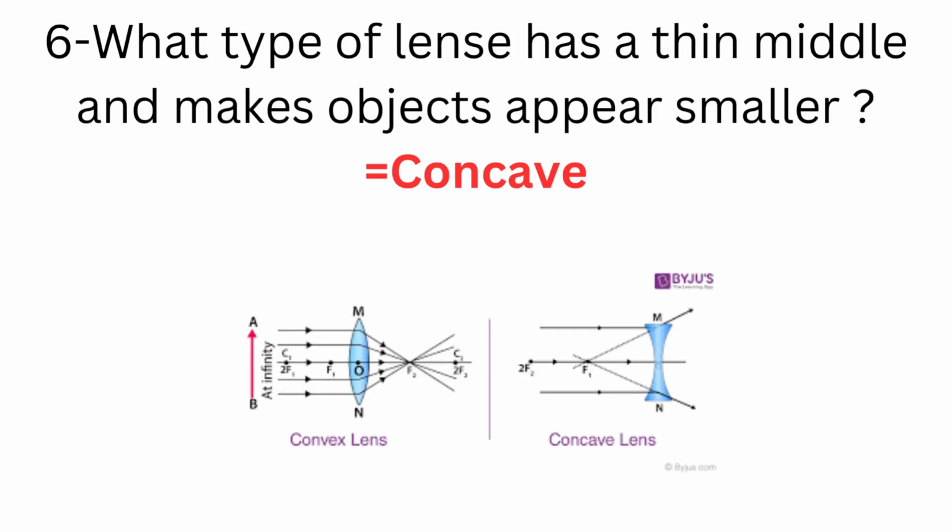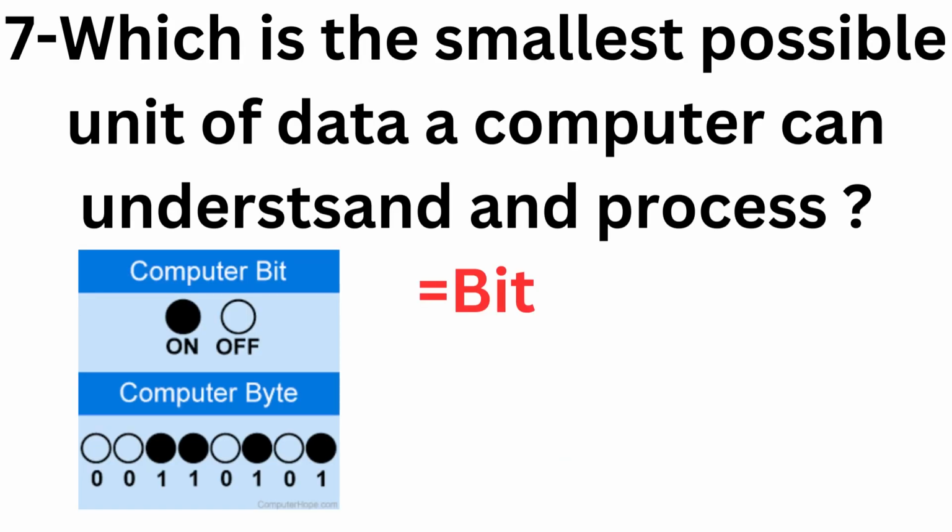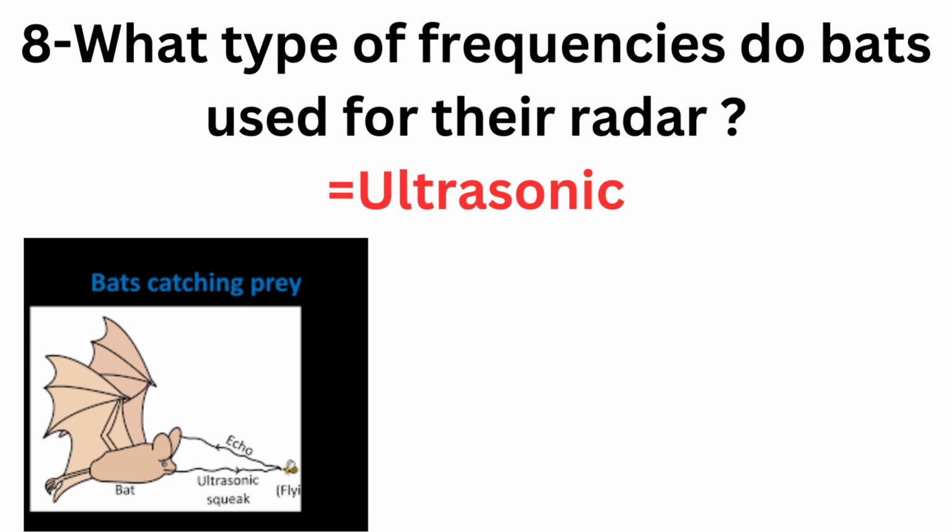And what type of lens has a thin middle and makes objects appear smaller? So it is concave lens. And what is the smallest possible unit of data a computer can understand and process? So the smallest unit of data in a computer is bit.